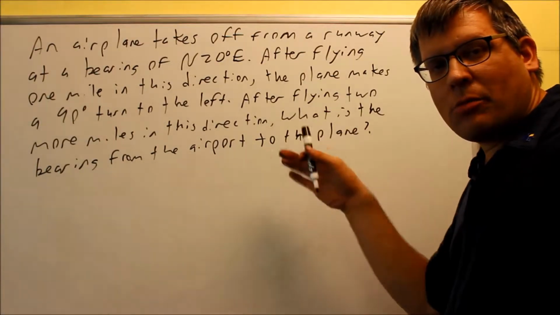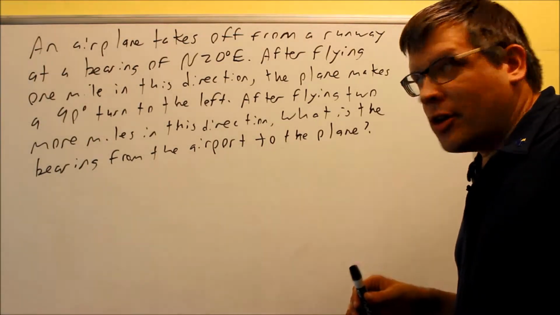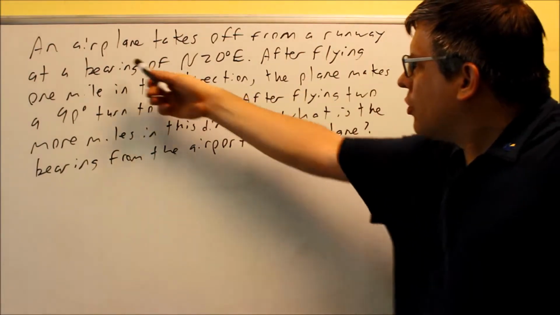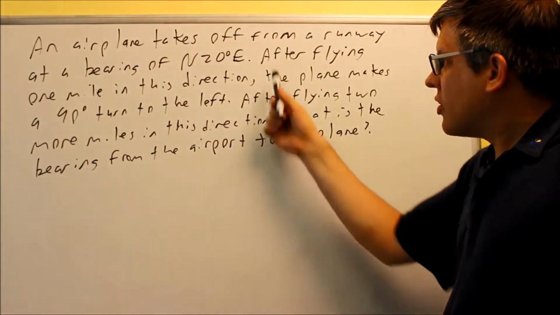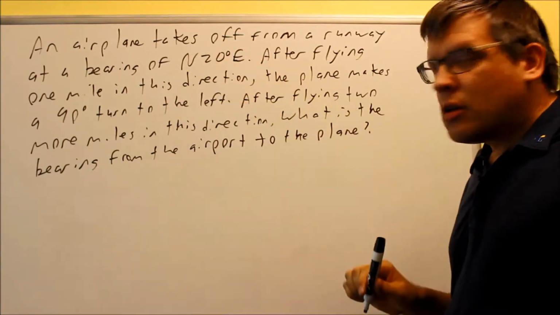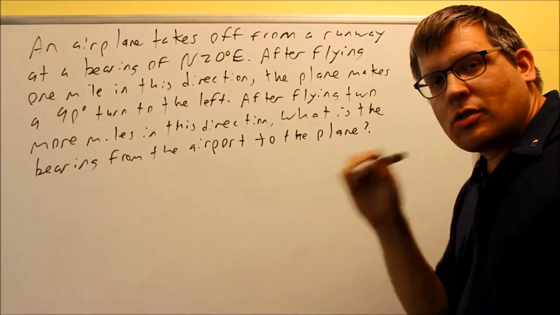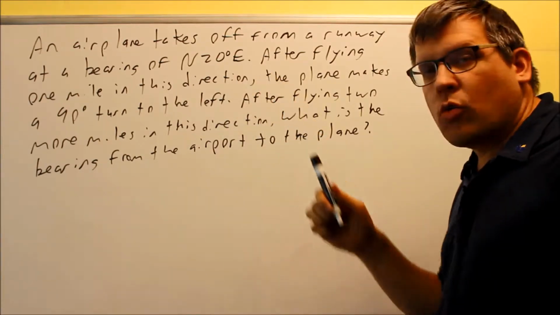Okay, so we have an example problem here that involves bearing. So let's take a look. Let's read through it first. An airplane takes off from a runway at a bearing of north 20 degrees east. So we want to eventually draw that. That's why we wanted to take a look at those sketches previously, so we know where to draw the triangle.